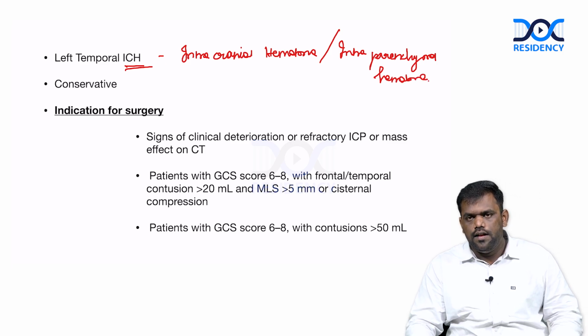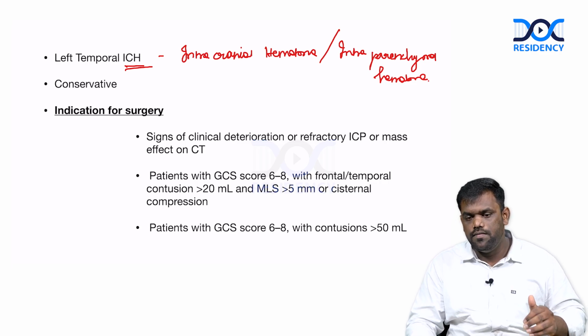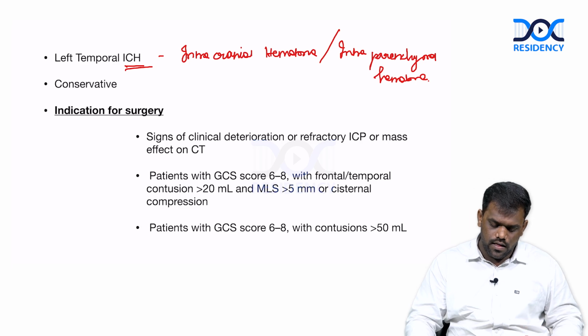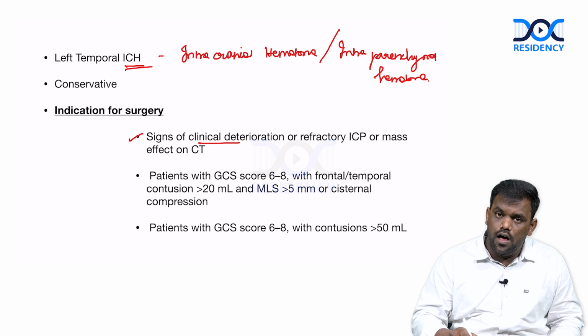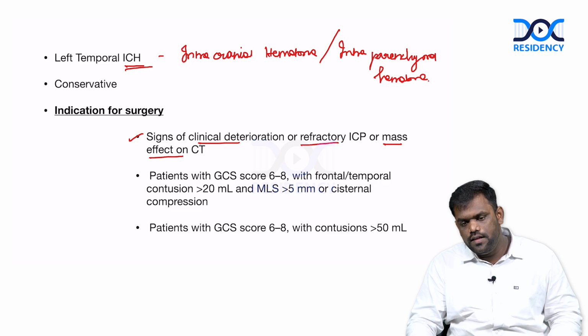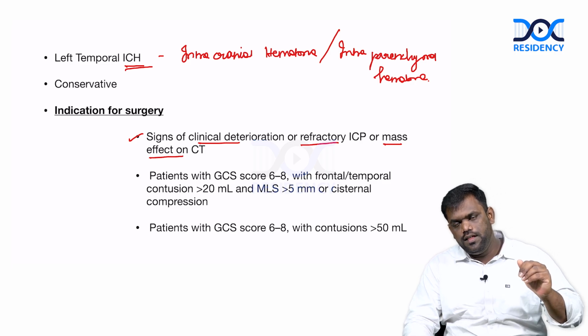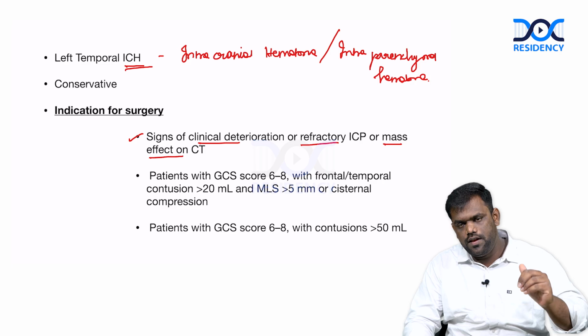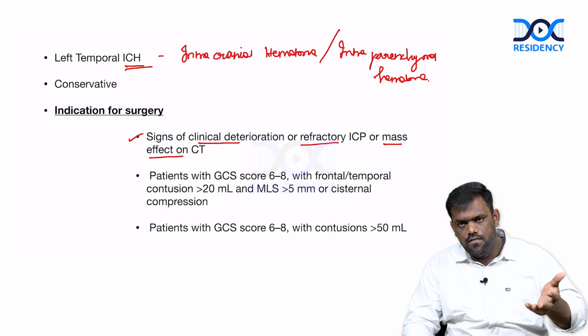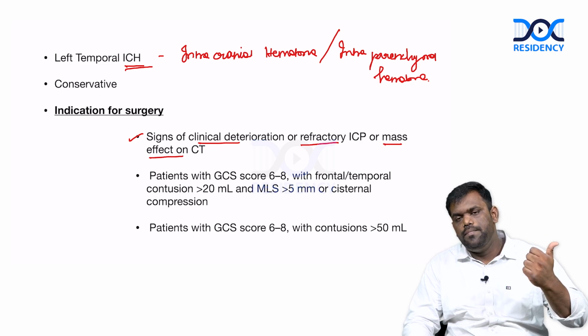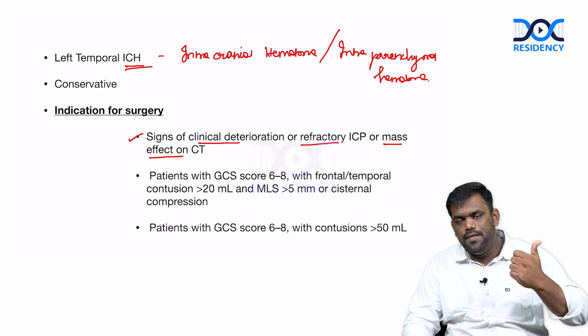Before going for the treatment choice for this patient, you should know the indications for surgery in intracranial hematoma, especially traumatic intracranial hematoma. The indication for surgery is whenever there is a sign of clinical deterioration, or refractory ICP, or mass effect on the CT. Clinical deterioration means a drop in GCS or the presence of anisocoria. Refractory ICP means the ICP cannot be reduced by medical management, as we have seen before. Number 3 is mass effect on the CT; you have to go for surgery.